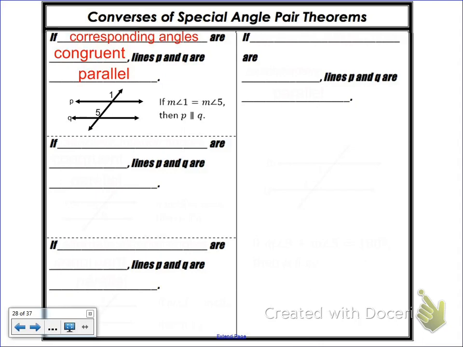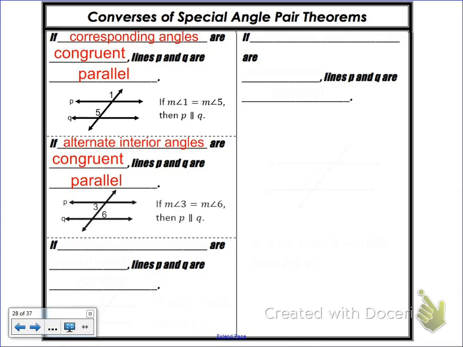Now this symbol right here, the two lines like that, that's a symbol for parallel. It's how we show that one line is parallel to another line. And each one of our angle pairs is going to have a converse. So the next one's going to be if alternate interior angles are congruent, then lines P and Q are parallel. So in this example down here, if angle 3 and angle 6 have the same measure, meaning they're congruent, then line P will be parallel to line Q.